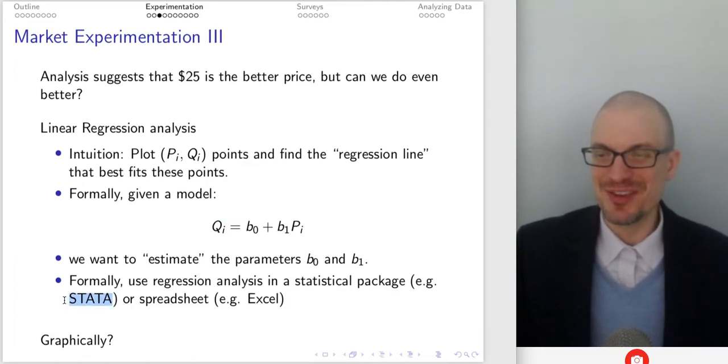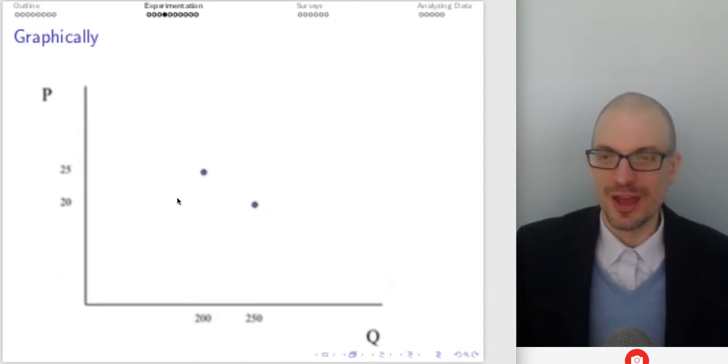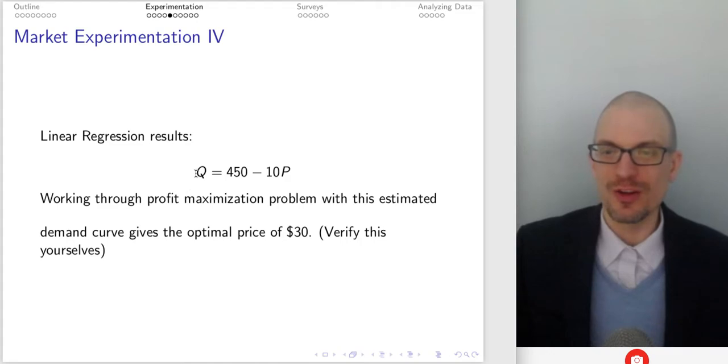Economists, econ majors would probably use data. Business majors probably use Excel. I don't know. So we don't have enough data to do that. We actually don't need to. We can just plot these points, and then we can go ahead and chart what's going to be this line. So our linear regression results here would be 450 minus 10p.